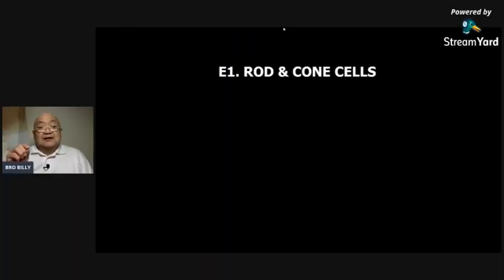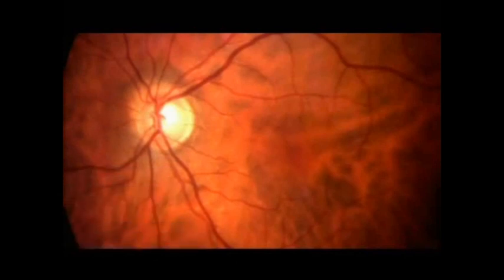Let's break it down part by part. Right? What is the retina made of? It is made of rod and cone cells. What you can see here are blood vessels running over the surface of the retina, and beneath them are light-sensitive cells, which allow you to see.